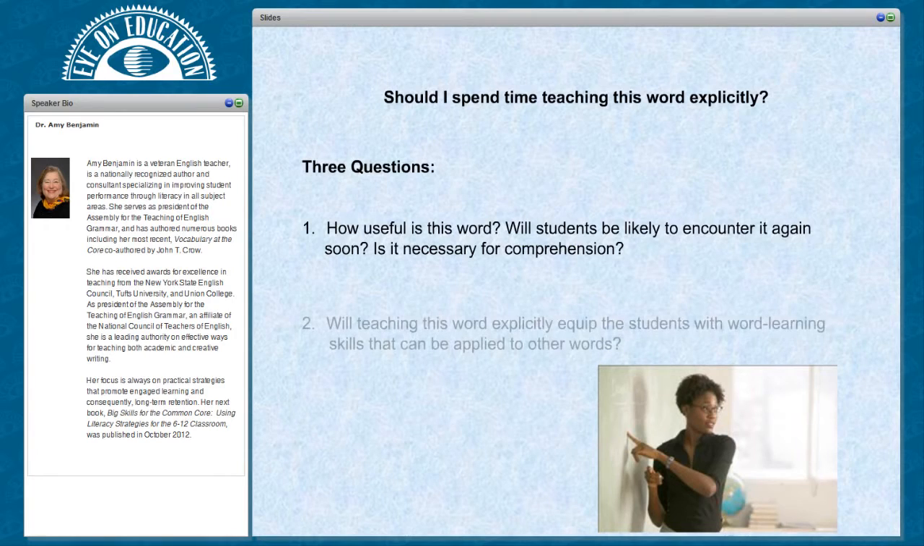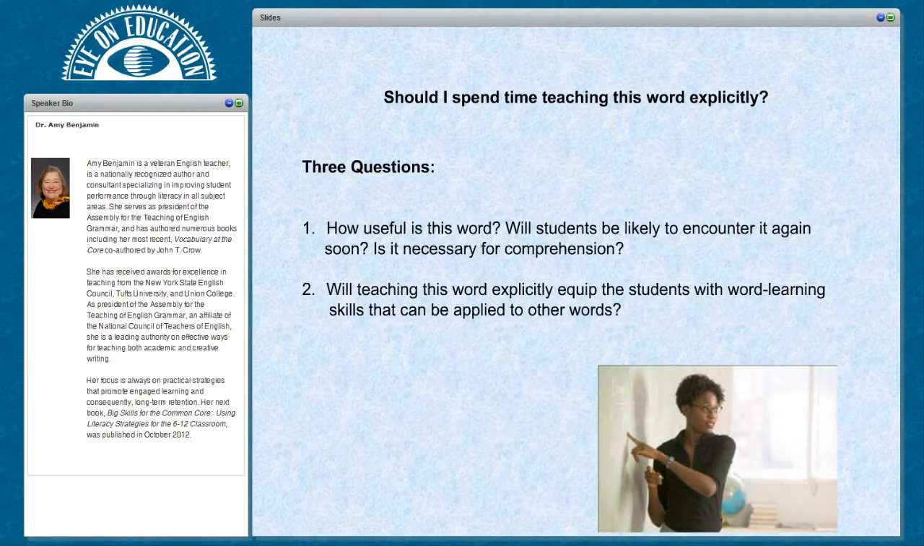How much is that word enabling the student to learn other words? Does the word have a word component, a Latin or Greek root that applies to other words? Because if it does, then I can use that word to leverage the teaching of other words that are like it. And thirdly, this is really important, the research shows us that we need to model words with enthusiasm. That makes them much more memorable.